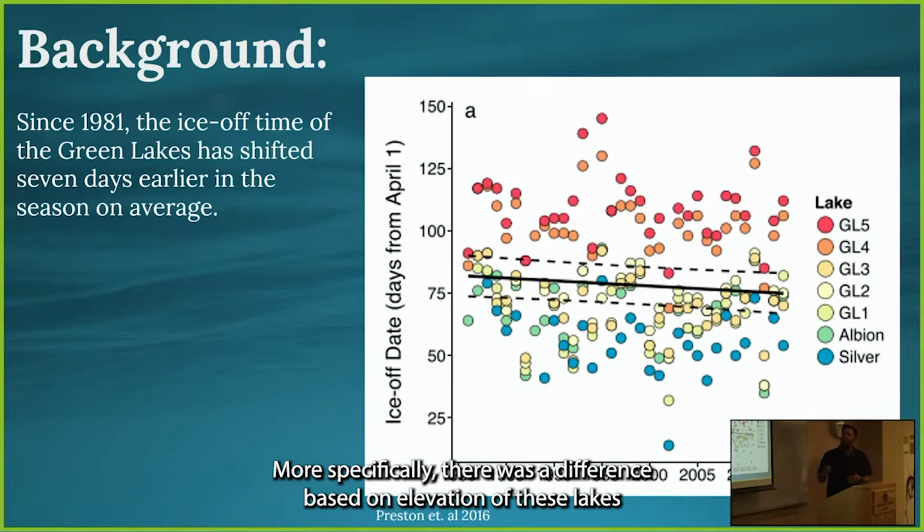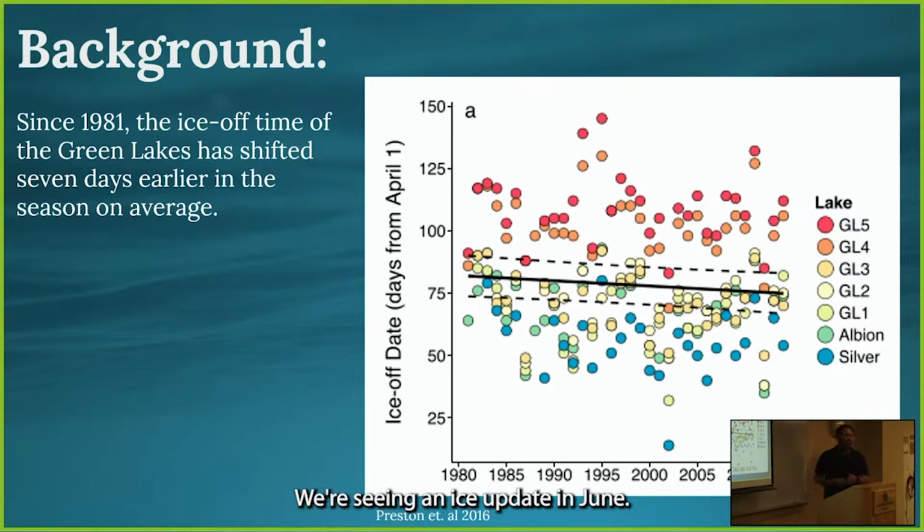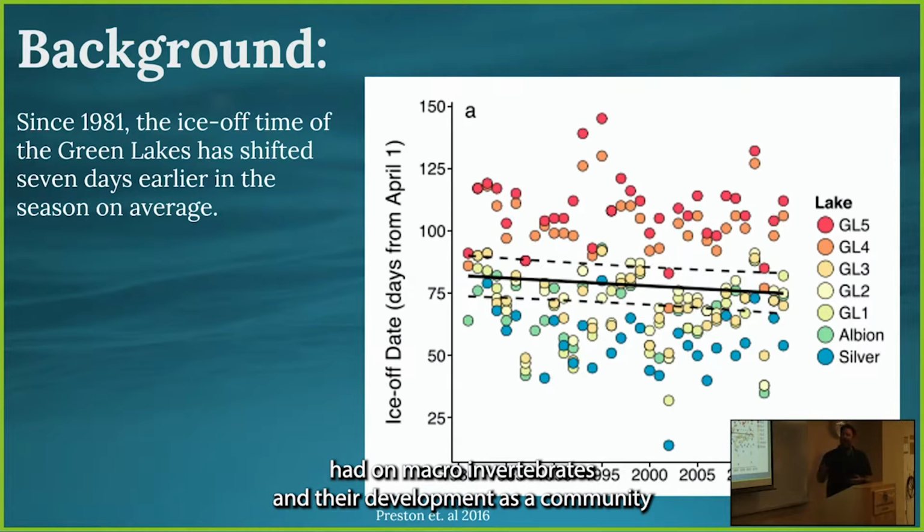More specifically, there was a difference based on elevation of these lakes, where Green Lakes 4 and 5, for example, had an ice-off date in July, whereas lower elevation ones like 2 and 3 were seeing an ice-off date in June. So what I wanted to ask is, what effects these ice-off dates had on the macroinvertebrates and their development as a community?